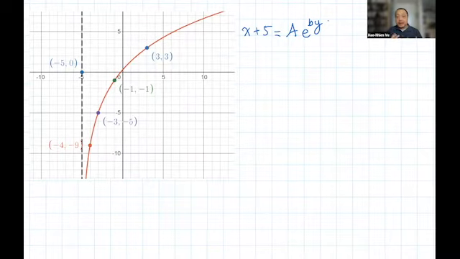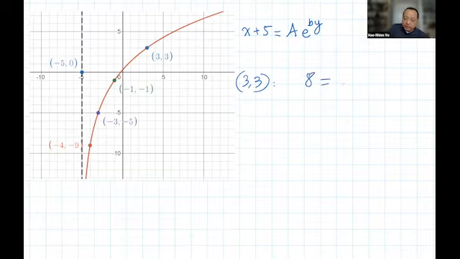We're here, and we know that the form of the equation will be x plus 5 is equal to A times e to the b y. We're given these 4 points. So we're going to plug them all in, and we're going to solve for capital A and b. The first point, (3, 3), gives us the equation 3 plus 5, that's 8, is equal to capital A e to the 3b.